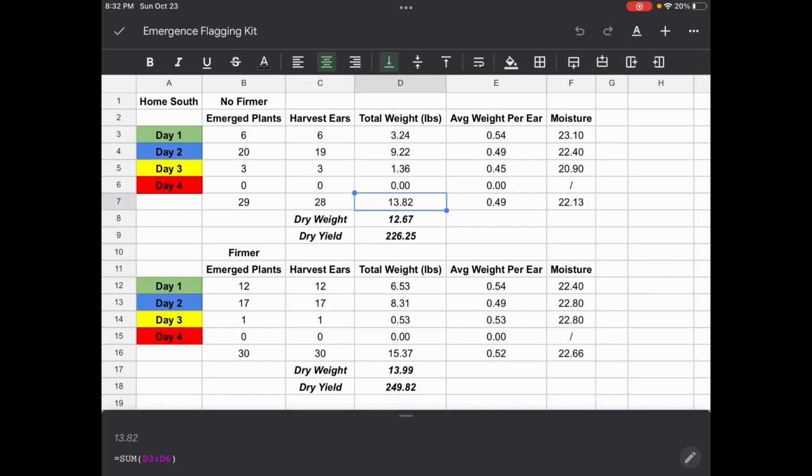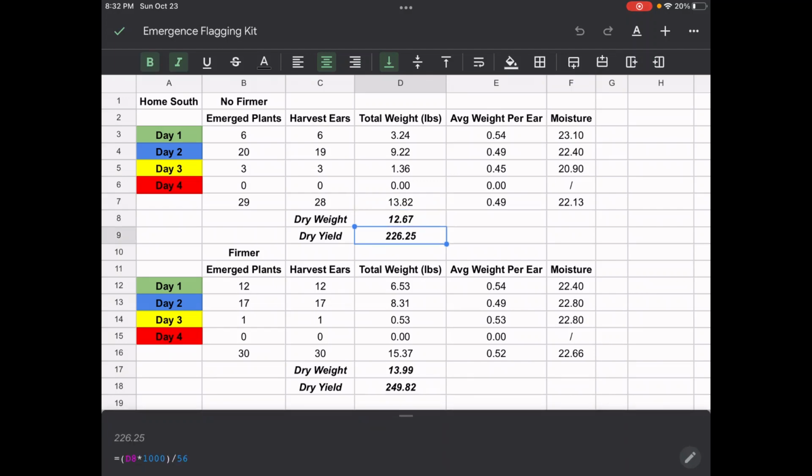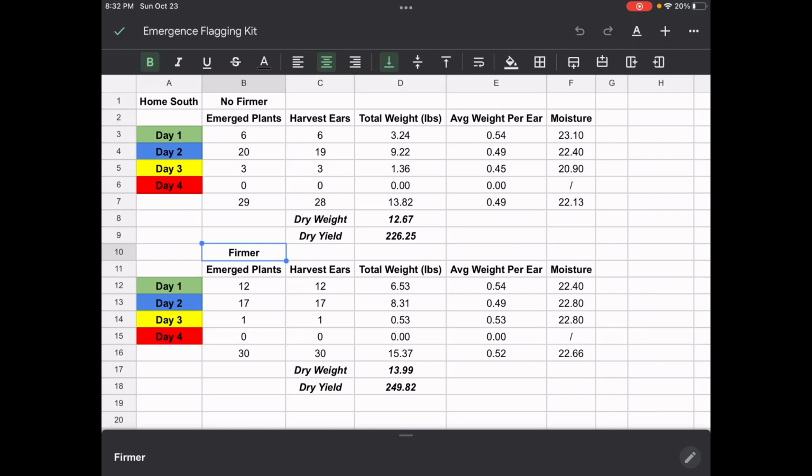It was actually, you go to 15.5% and then you take 0.5% for handling loss. So we do that, and then we go to the dry yield. If you look down there on the bottom left, I just use the formula because these flag kits are for 1/1000th of an acre. So I took that total dry weight times 1,000. So that's total pounds on an acre divided by 56 pounds per bushel, which is the industry average for measuring bushels. That's the test weight. So that gets us 226.25 bushels per acre.